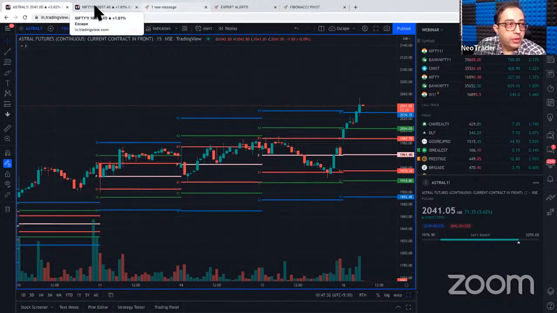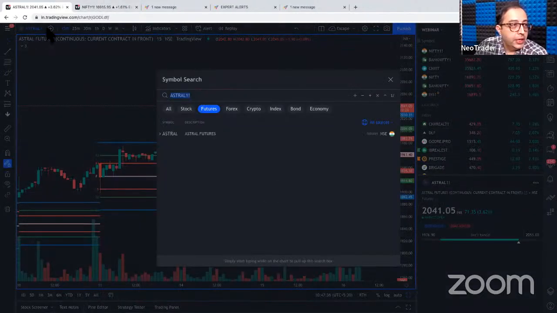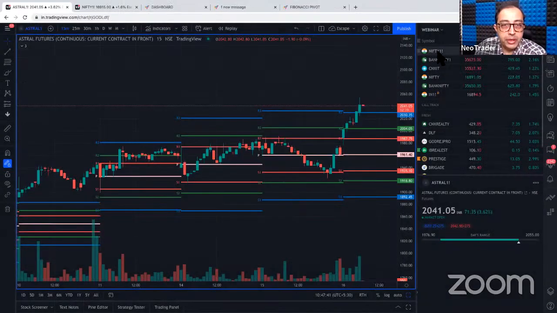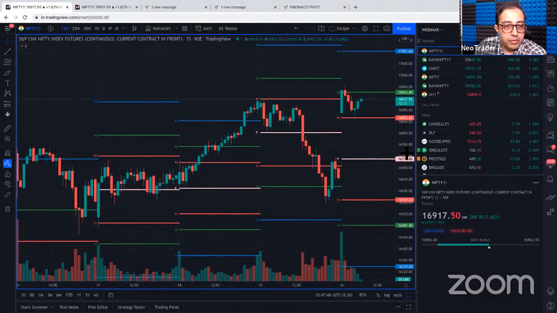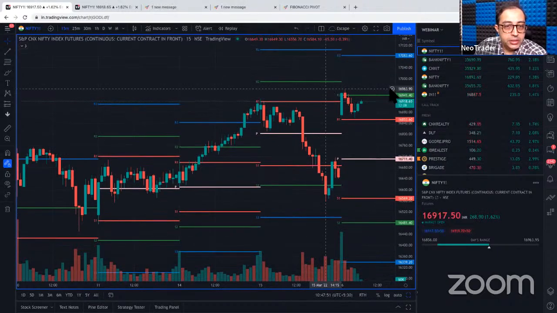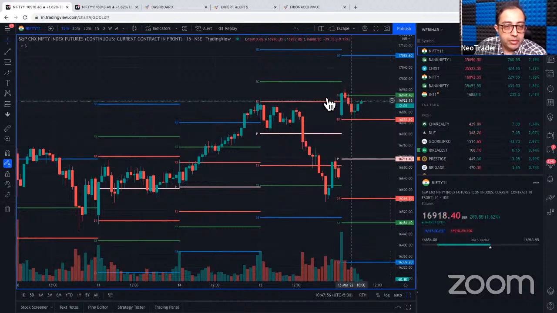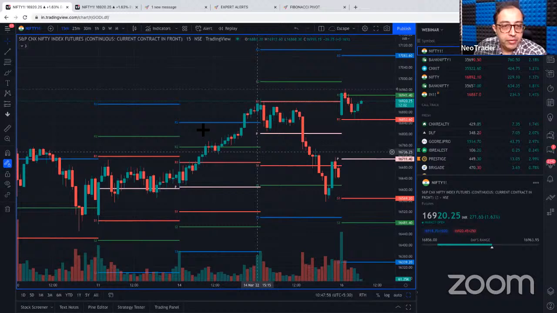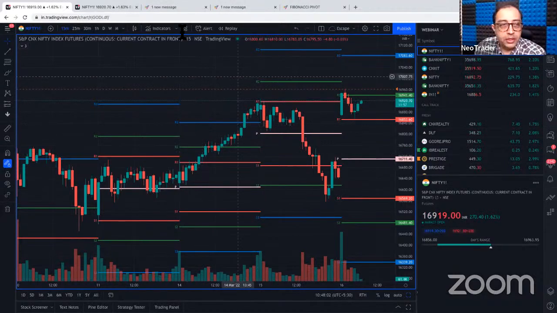Now let's take a look at Nifty itself. When you see what is happening to Nifty, you can see that Nifty has to cross this level. And what level is that? That level is the day's high. So I'm setting up an alert here for Nifty. Let's see what happens by the time we complete the whole session.